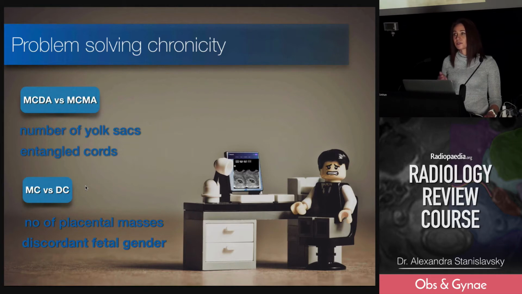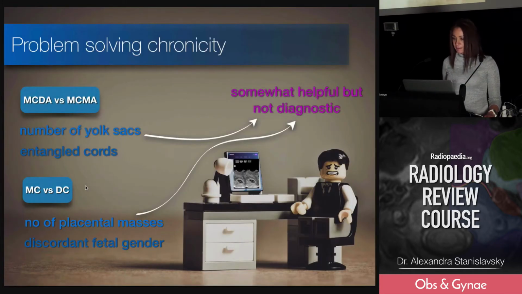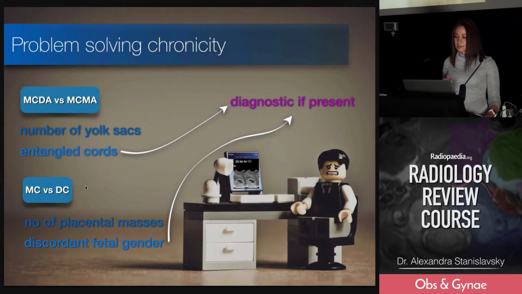On the other hand, if you've got discordant fetal gender, that is clearly diagnostic of a dichorionic pregnancy, and if the gender is concordant, it is no use to you whatsoever. So the first of these 2 signs is somewhat helpful for you, but not diagnostic, whereas this second set of signs is diagnostic if present and not helpful if not present.